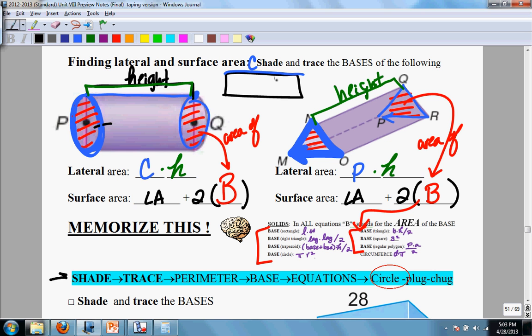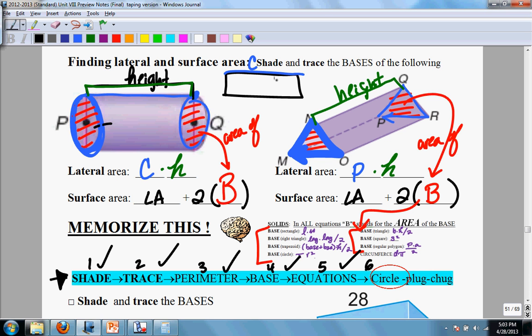So I'm going to say this several times. After you hear it the first time, start chanting with me. The 6 steps are, there's 1, 2, 3, 4, 5, 6. Label those 1, 2, 3, 4, 5, 6. The 6 steps to dealing with solids go like this. Shade, trace, perimeter, base, equations, circle, plug, chug.